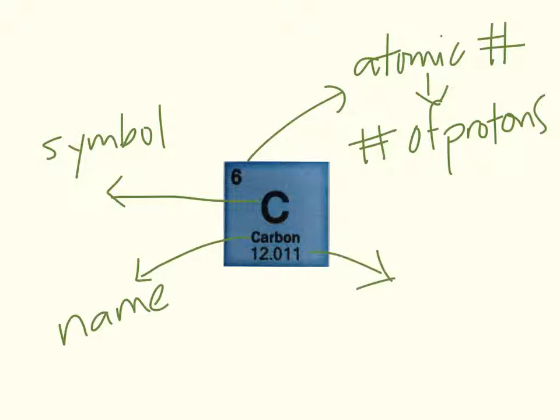Now this other number here, this is what we call the atomic mass, or atomic mass number. The atomic mass is the average mass of the atoms of that element. What this takes into account is not only the number of protons, but the number of neutrons as well that are in the atom.